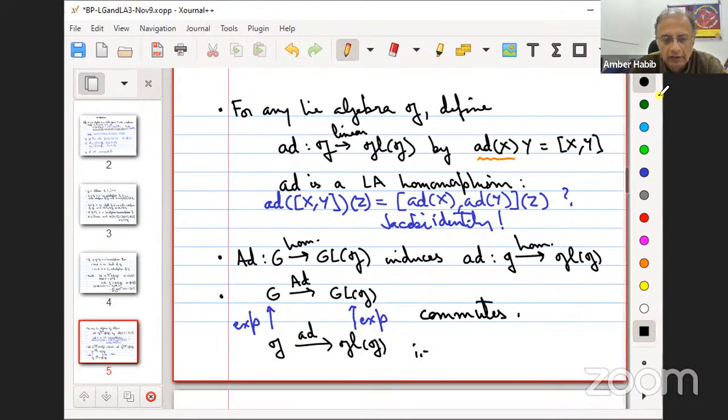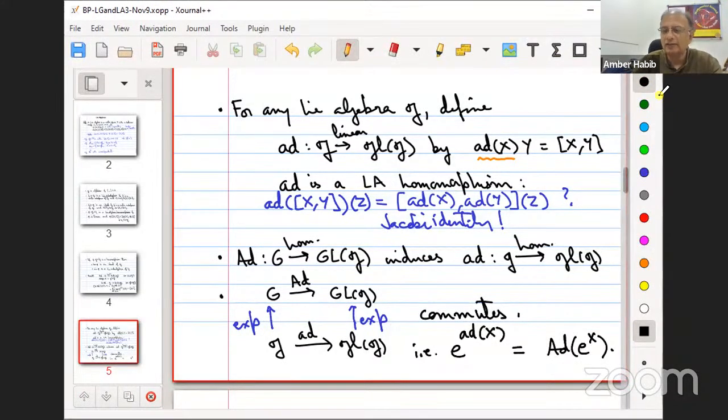Meaning that if I start with some x in the Lie algebra and first I take little ad of that, and then I take exponential. These ad x's are linear maps, and we have defined what is the exponential of a linear map. Then we should get the same thing as first taking the exponential to get into this group, and then applying capital Ad. So this should happen.